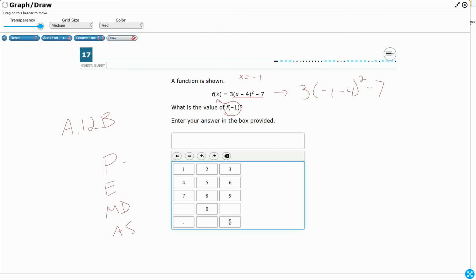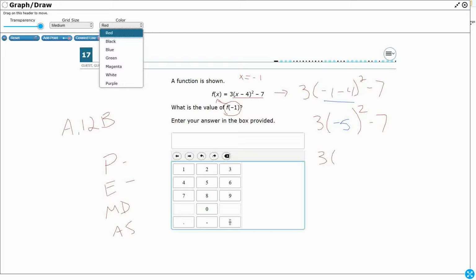So parentheses always go first. So let's deal with this -1 minus 4. And so -1 minus 4 ends up being -5. Now we're going to deal with our exponent. I have a -5 squared. That's not -5 times 2. That is -5 times -5, or -5 times itself 2 times.